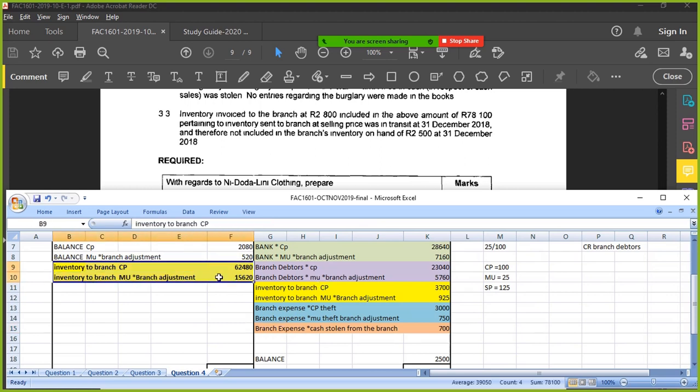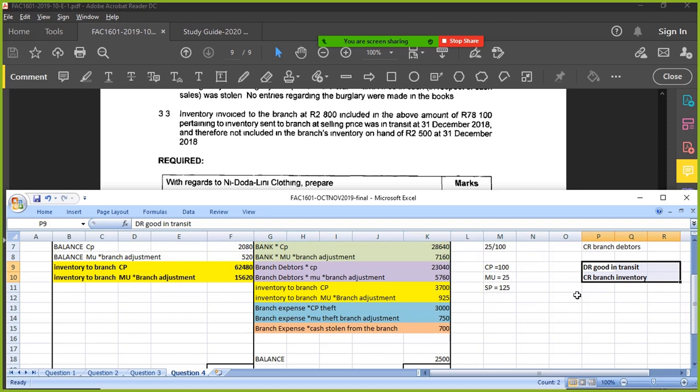Okay, so in this 781, they said that 2,800 Rand worth of the stock sitting in here, sent to the branch at selling price, was in transit. So if it's in transit, you would have to debit goods in transit, and then you would credit the branch inventory because you're reclassifying it basically. Does that make sense? Yes. Okay. So in order to do that, what else did they say?